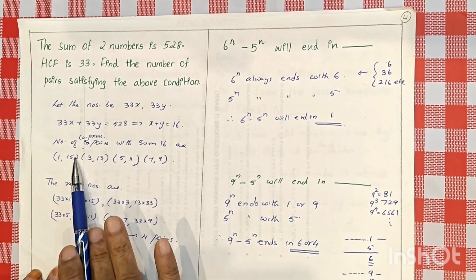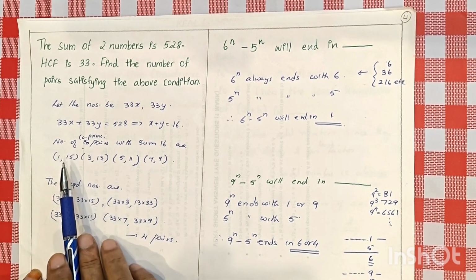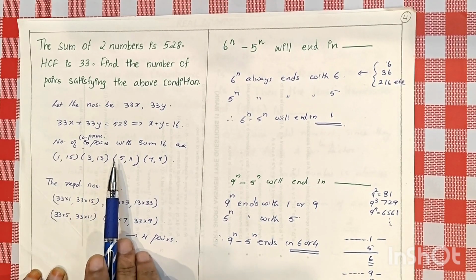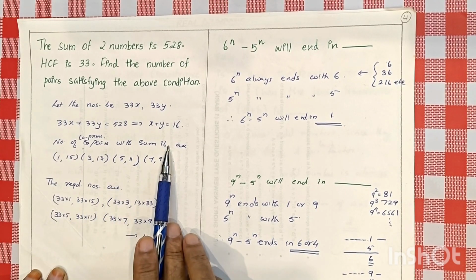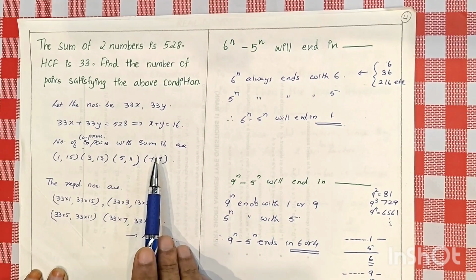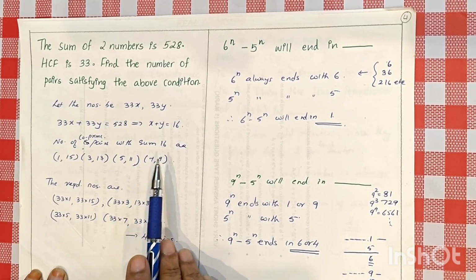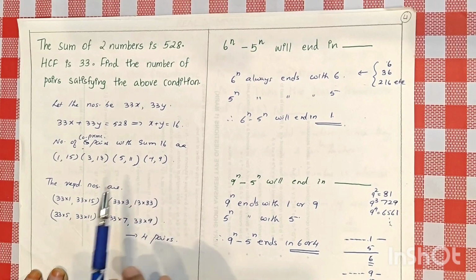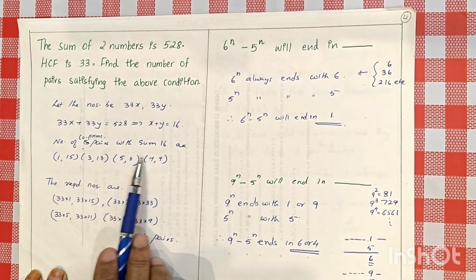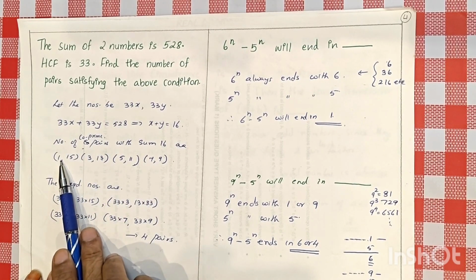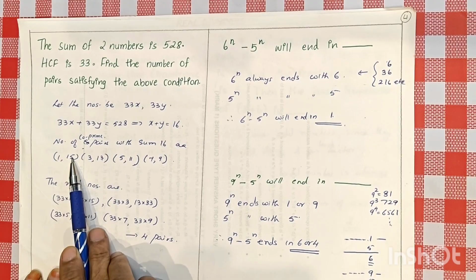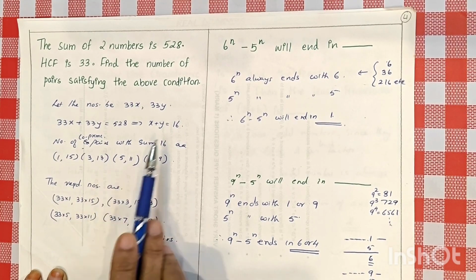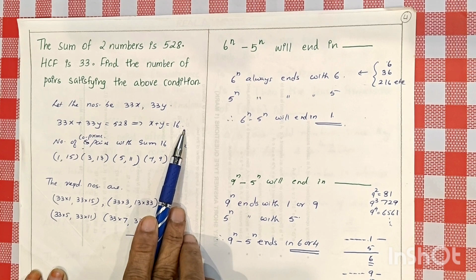That means they do not have any common factor: 1 and 15, 3 and 13, there is no common factor. 5 and 11. For example, 16 you can take 2 and 14, but 2 and 14 have 2 as a common factor. So we have to take co-prime pairs. So these are the pairs. So x is 1 means y will be 15. X is 3 means y will be 13, using this equation, x plus y equal to 16.